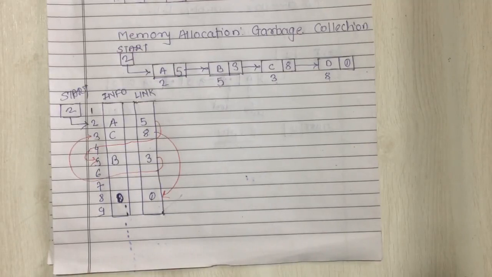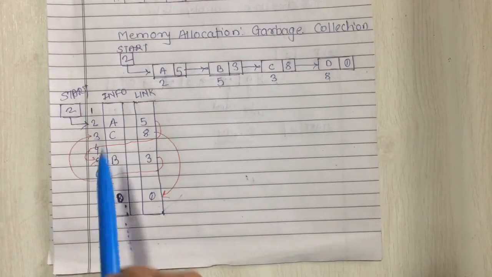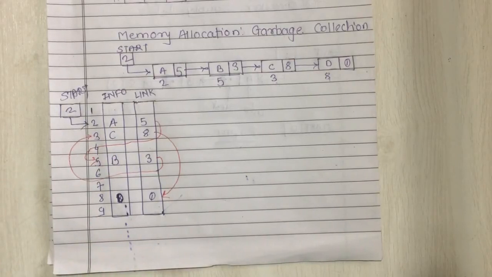Now, what about this remaining space? What is the case of unused memory? That unused memory we require when we are going to perform an insertion operation, or in case of a deletion operation. So what is this unused memory? We have to use this unused memory for further operations.